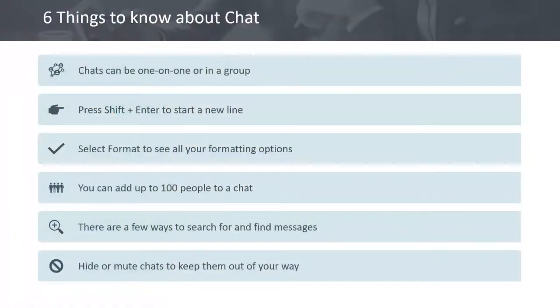Six things to know about chat. The chat can be one-to-one or in a group, but if you have more than a few people in a group, it's probably going to be a team or a channel. If you're typing a message in the chat, you can use Shift-Enter to start a new line. You can also choose the formatting, as I mentioned, to set your formatting options. You can have up to 100 people in a chat, but my rule of thumb is if there's more than 5, it's going to be a channel. I showed you a couple different options for the search and how to hide or mute channels to keep them out of your way. With that being said, I'm going to pass it back to Tabia.